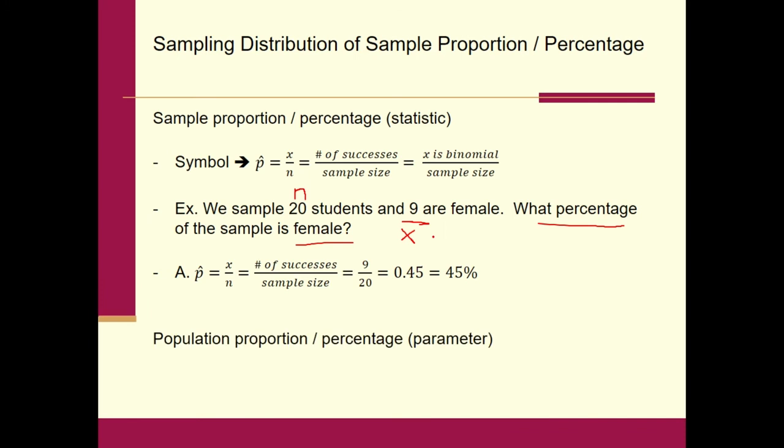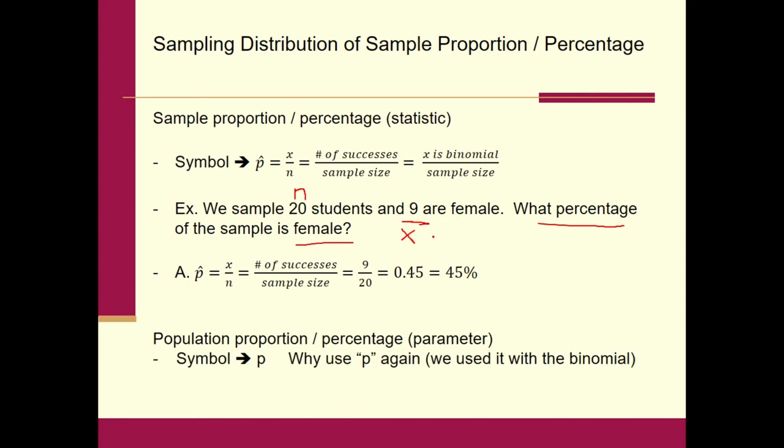Now, let's focus on the population proportion. That's a parameter. The sample proportion was a statistic. That's a measurement from a sample. The population proportion, that's a parameter. That's coming from the population. That's a measurement from the population.